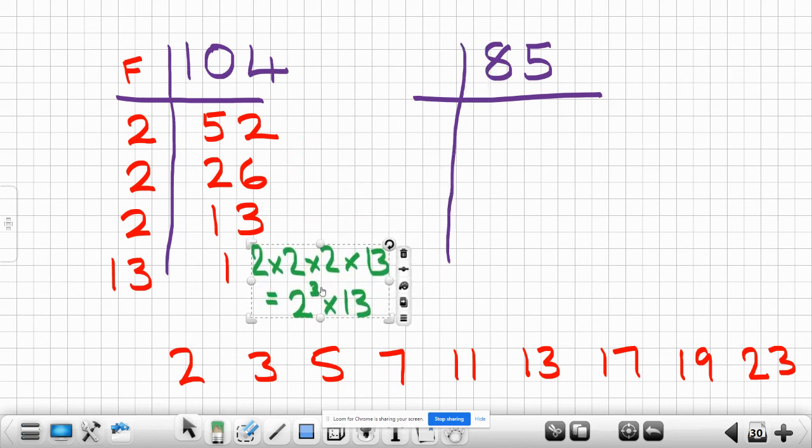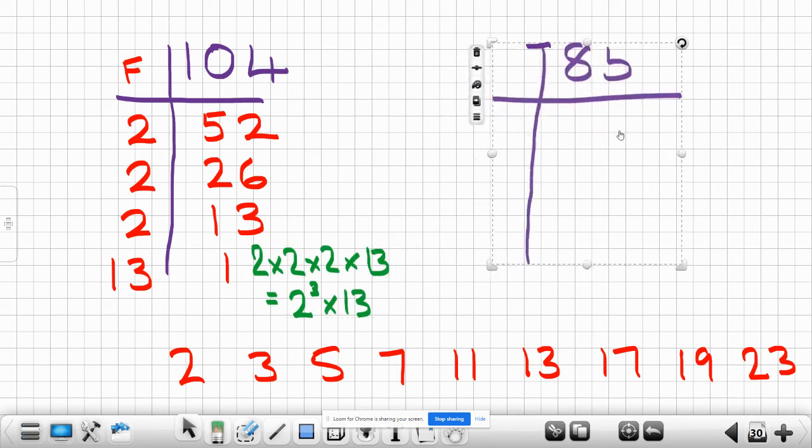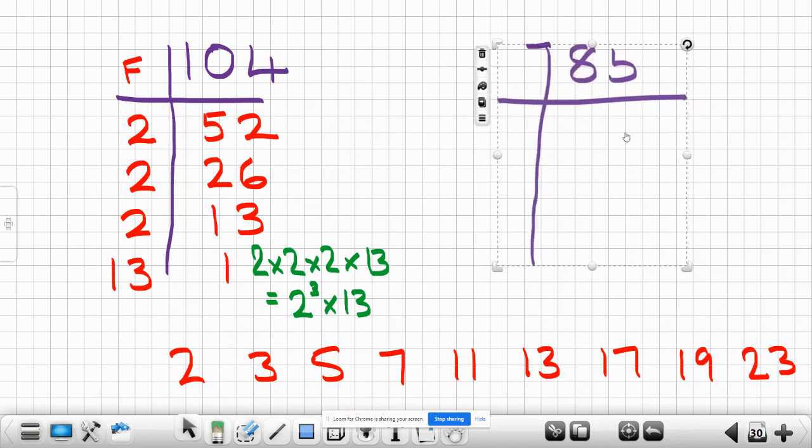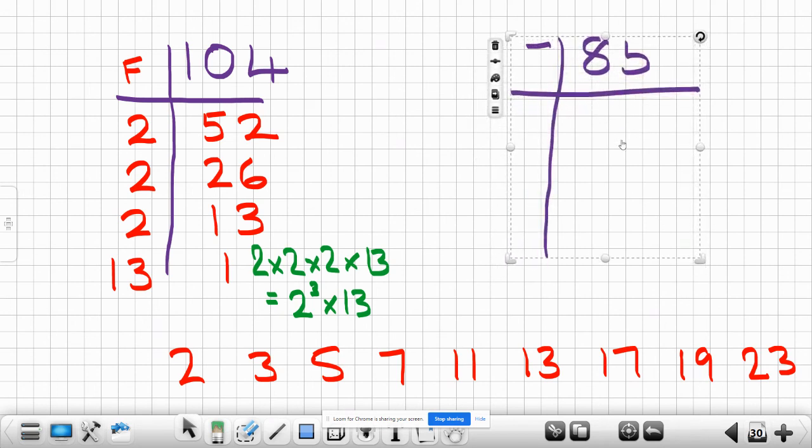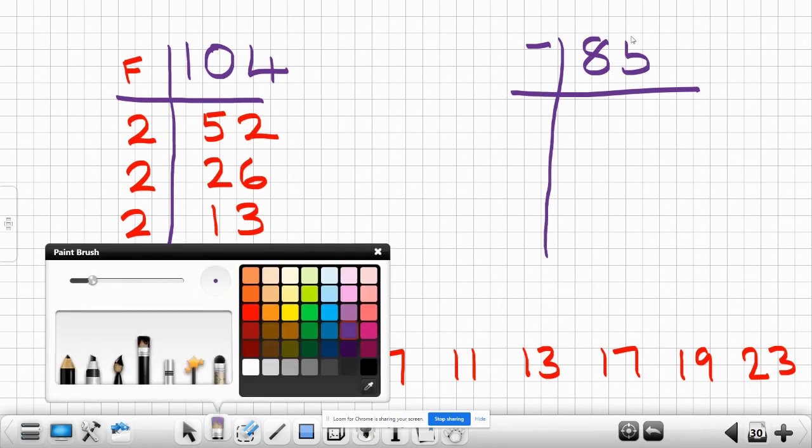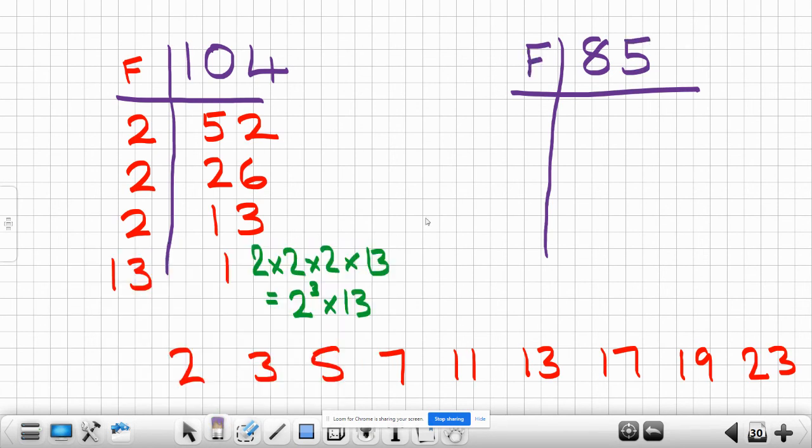Now I need to make some room. Let's move that down, and then I'm going to move that over. Always good to allow yourself plenty of room. I've lost the tip of that 5, but I'm going to just put that right. So that should be a 5. That can be our factors.